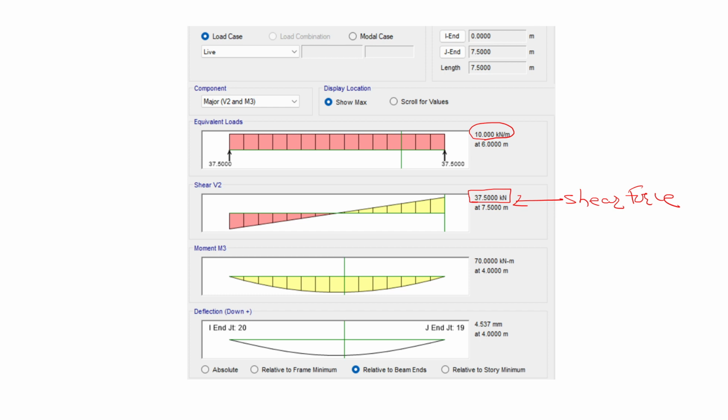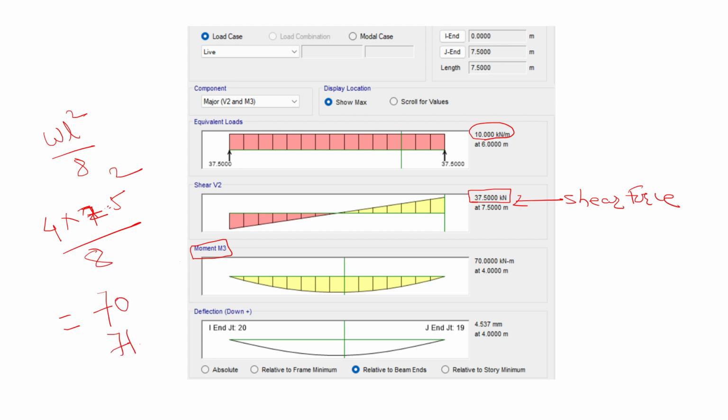Similarly, you can also calculate the moment. We know that for a simply supported beam it will be WL square by 8. So your W is 4 multiplied by 2.5, in brackets, and the span is 7.5. So 10 into 7.5 square divided by 8. This answer will be coming around 70 or maybe 71. So here you can see our moment. This is how you have to check your ETABS results.